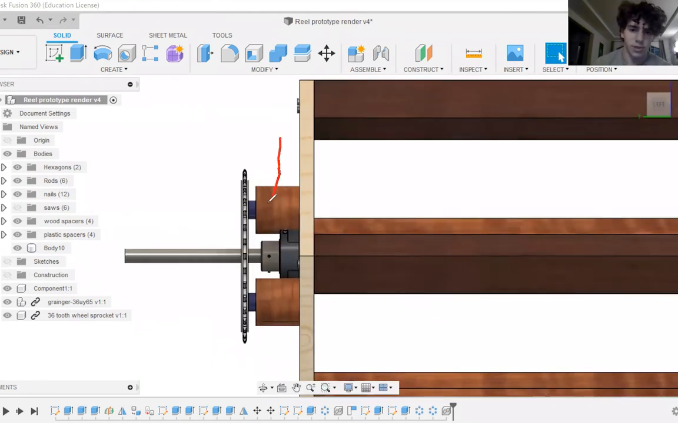First, we have these redwood spacers right here to draw the chain ring above the bearing. And next, we have these plastic spacers to allow there to be enough space for the chain to move freely around the chain ring.